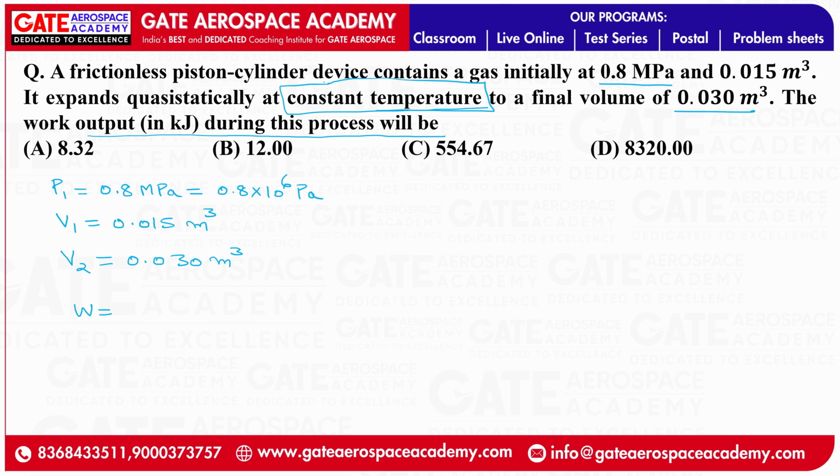Whenever you are solving any problem, first of all see which data is given and then see the process. Check which process is mentioned in the question. According to that you have to choose the formula. So for constant temperature process, you know the work done formula is P1 V1 ln V2 by V1. Everything is mentioned, just substitute the values and find out the answer in kilojoule.